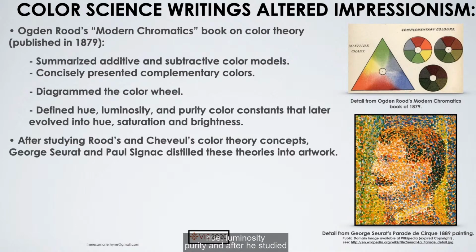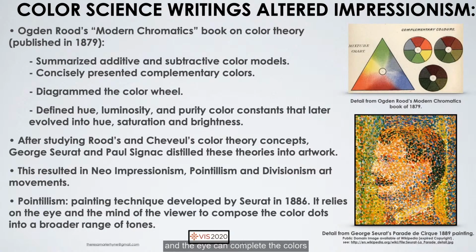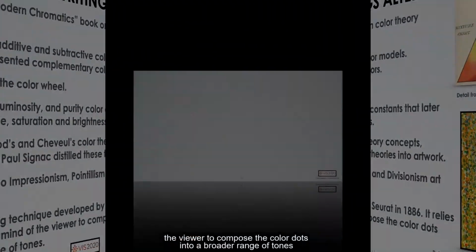And after he studied these color theory concepts, artists took them and applied them to their paintings. They basically worked it out through artwork. This resulted in things like pointillism, divisionism, art movements, and perhaps the one we most know today is Georges Seurat, where he showed how you put a series of points together and the eye can complete the colors. Now, Seurat developed this in 1886, and it relies on the eye and the mind of the viewer to compose the color dots into a broader range of tones.